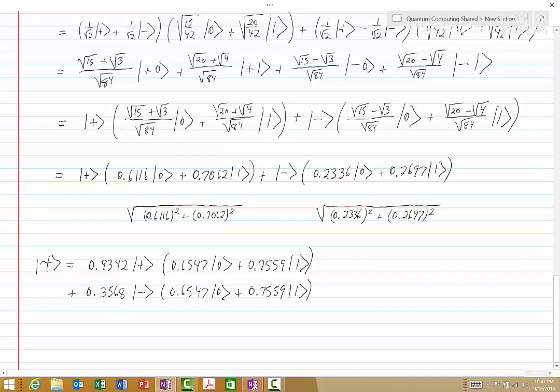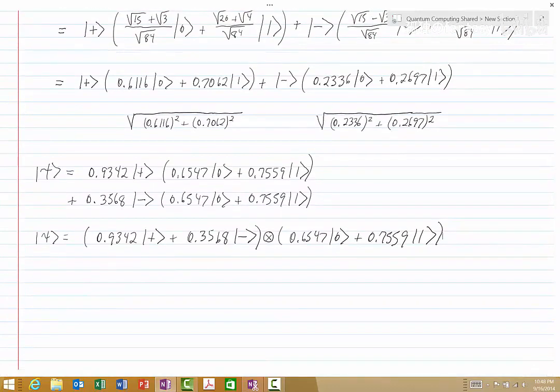And we notice, sure enough, that just as before, the parenthetical expression representing this second qubit is exactly the same for both cases, which means that this C, let's go ahead and make the observation, we could write this as (0.9342 plus 0.3568 minus, and then if we wish we can put our X in there) times (0.6547 plus 0.75591).